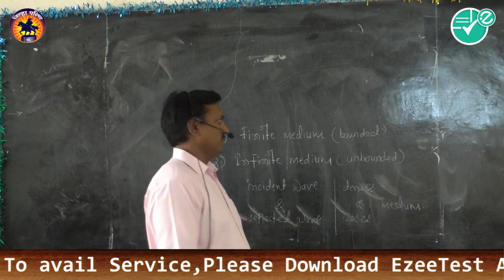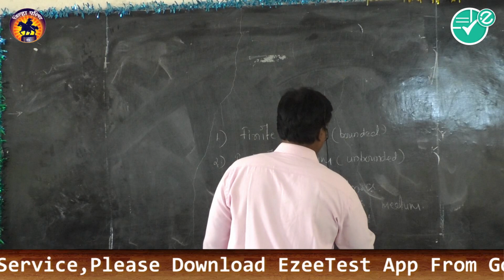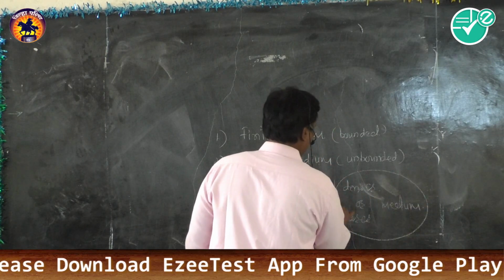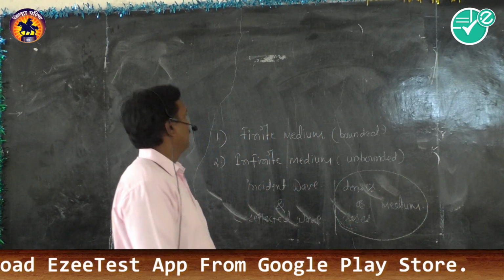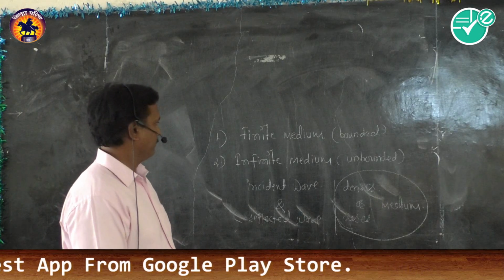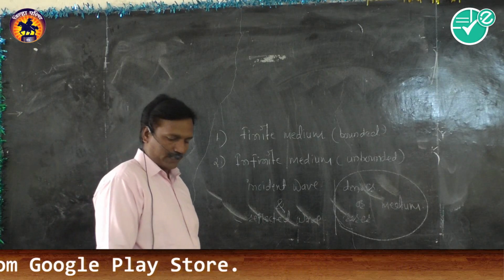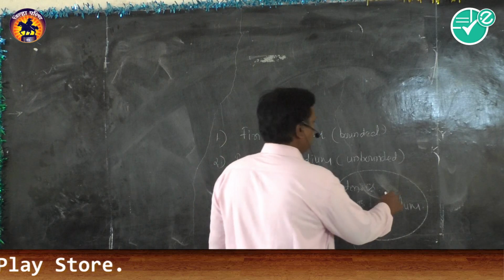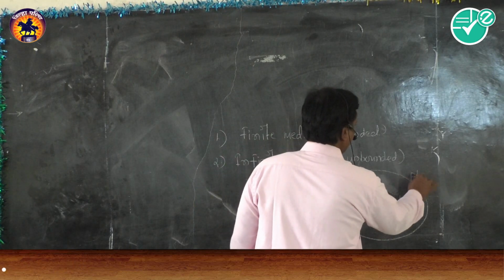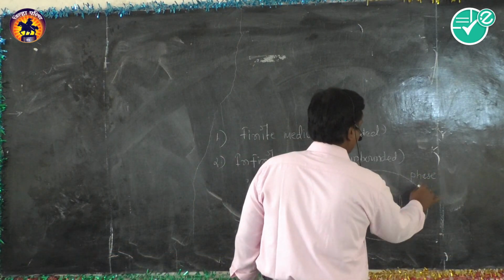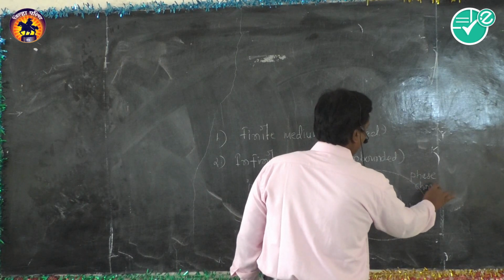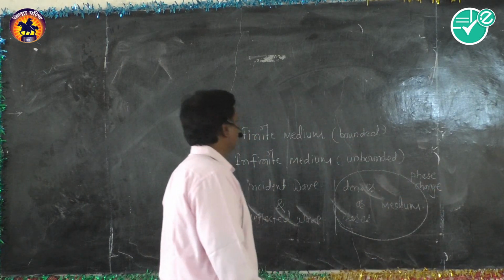It means that there is a phase difference in case of finite medium. The waves are going to reflect, and there is a phase reversal. Phase change is produced there.